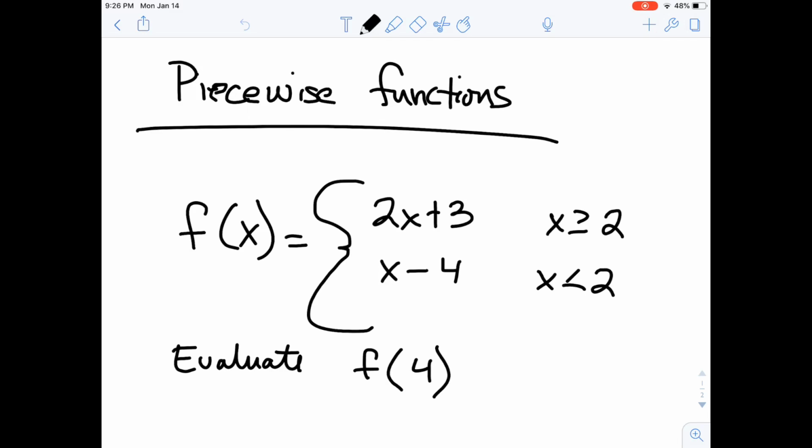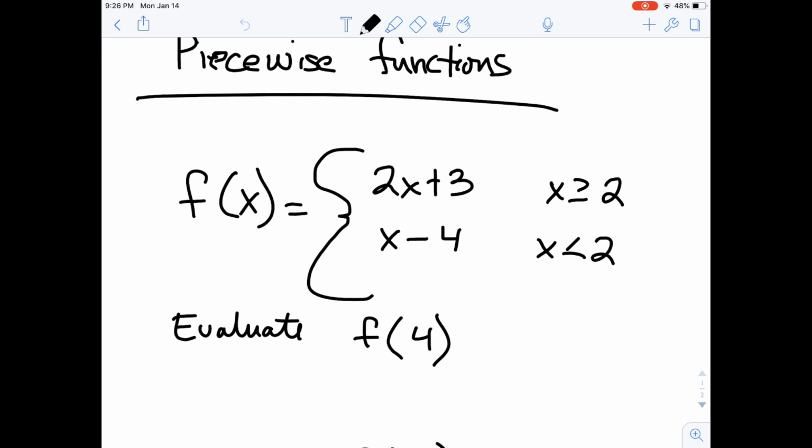And so what we have here is a piecewise function. We have the equation 2x plus 3 if x is greater than or equal to 2, and then we have the equation x minus 4 if x is less than 2. So if we are given a value to evaluate, let's say it's 4, well, 4 is greater than 2, so I would use this top equation.